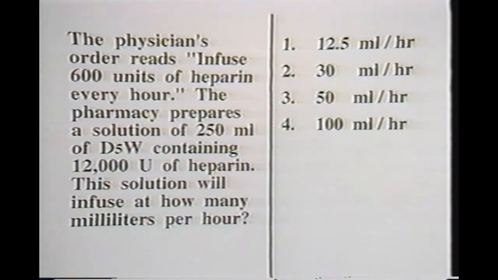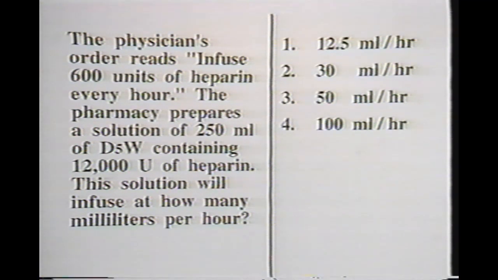Let's do a calculation question. The physician's order reads, infuse 600 units of heparin every hour. The pharmacy prepares a solution of 250 milliliters of D5W containing 12,000 units of heparin. This solution will infuse at how many milliliters per hour? And you have your choices of 12.5, 30, 50, or 100. Now take a moment, you may want to turn off the tape and do your calculation.